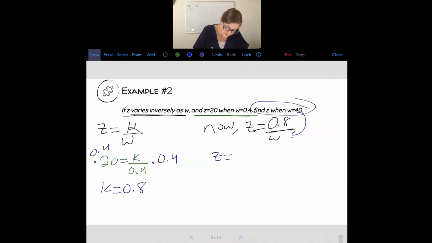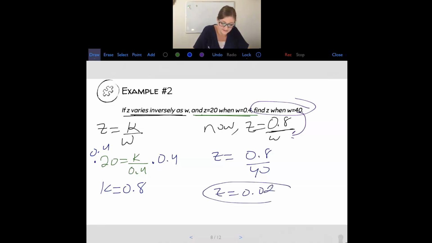So z is equal to 0.8 divided by 40. So we have 0.8 divided by 40. And this is equal to 0.02. So this is our final answer.